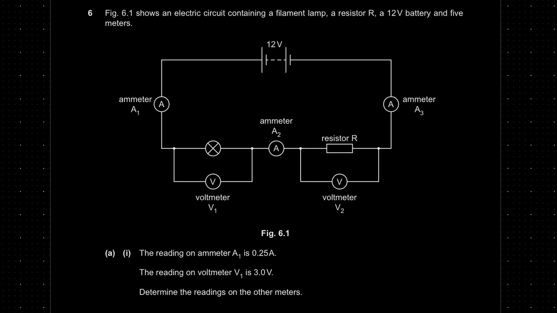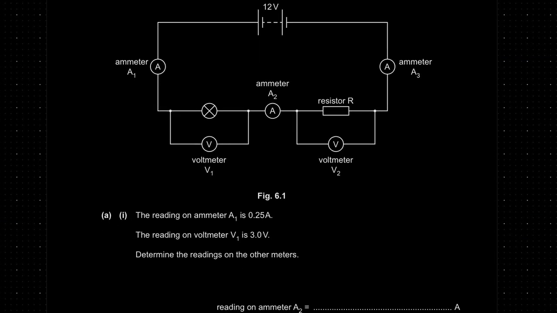Next question. 6.1 shows an electric circuit containing a filament lamp, a resistor R, a 12-volt battery, and 5 meters. So this, as you can see in the diagram, comprises both the ammeters and the voltmeters. The reading on ammeter A1 is 0.25 amperes. So if I look at this diagram, all the ammeters are in series. So the reading on this is also what would be shown on all the ammeters, because that's the current flowing through this loop.